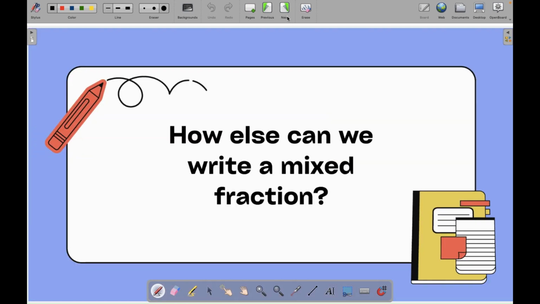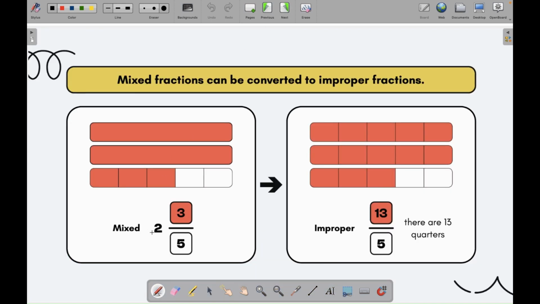Okay. How else can we write a mixed fraction? We have already seen that a mixed fraction is similar to an improper fraction. So we can also write a mixed fraction as an improper fraction. We'll see how. So here we just saw this example. This was 2, 3 upon 5. Now instead of considering this as a whole, I can divide this into 5 parts. Right, just like this, I'm dividing these two also into 5 parts.